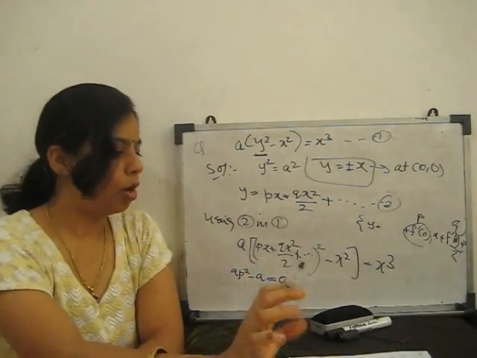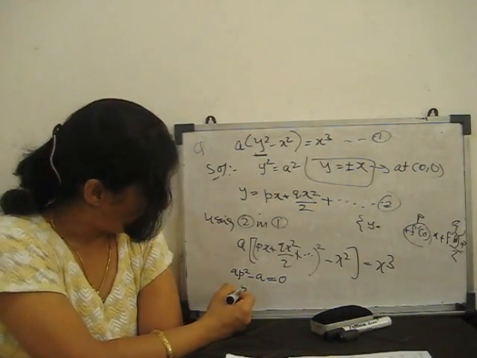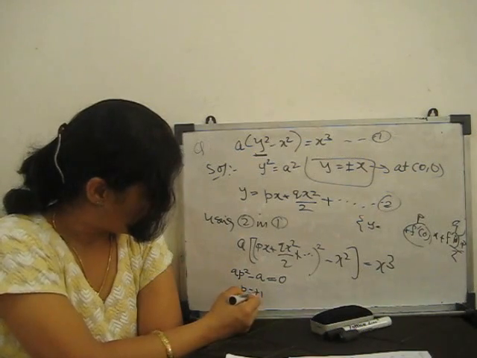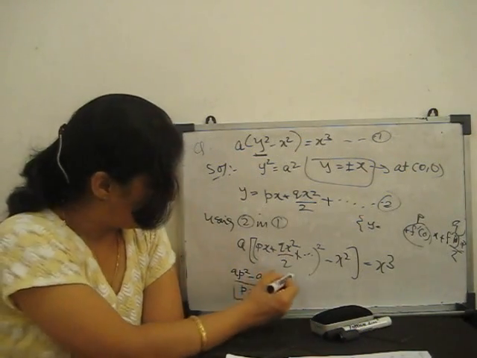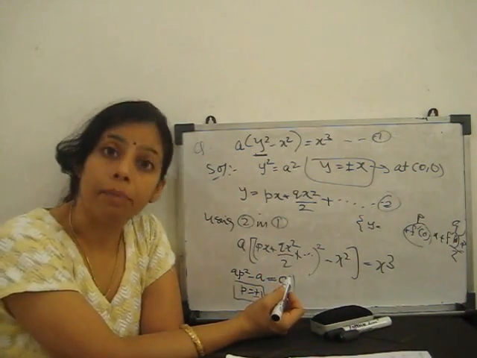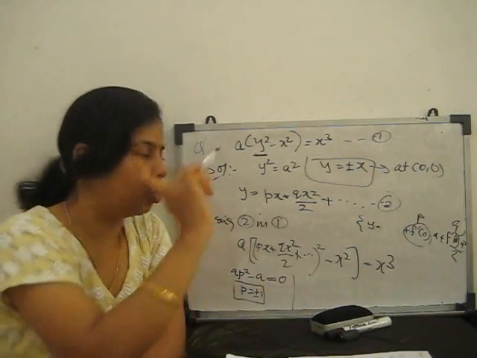So what is the value of a? What is the value of p? P is plus minus 1. Similarly, compare the coefficient, compare the alike power x cube.